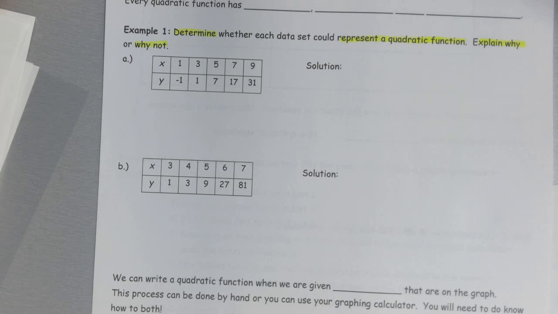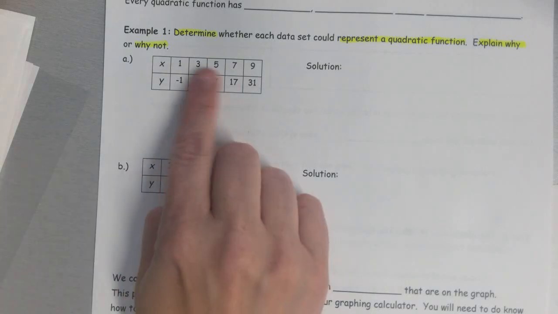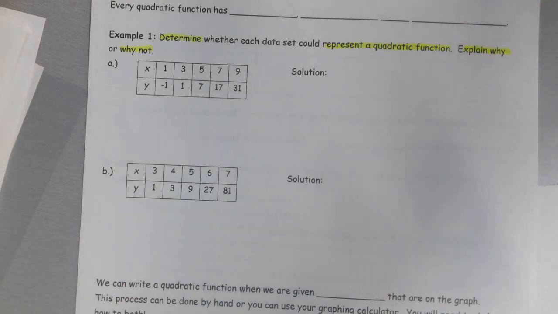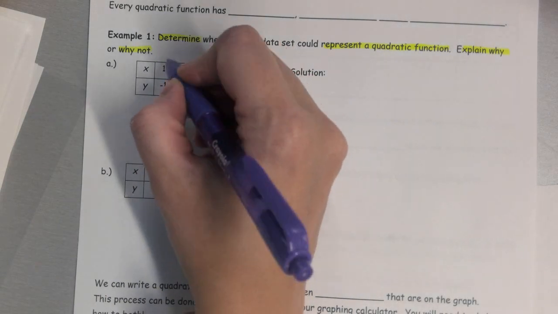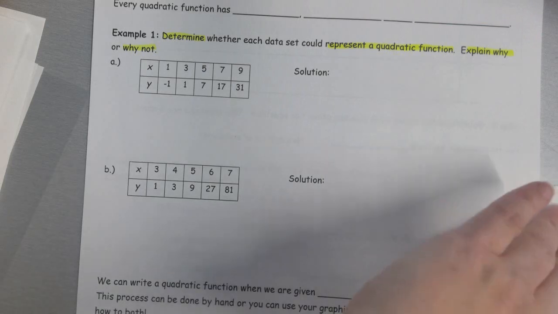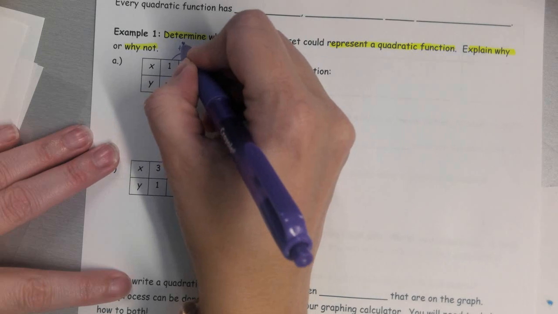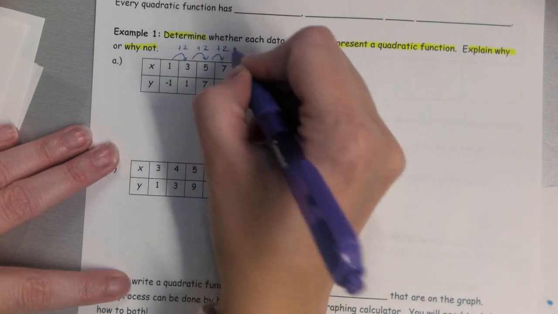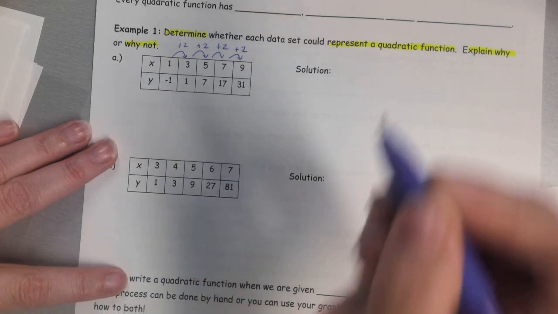Okay, so when you are finding the differences here, you also have to make sure that the x values are equally spaced, and that's usually what I do first. So if they're equally spaced, it's going to be the same number between each one. So like to go from 1 to 3, I would add 2, right? So this would be plus 2. To go from 3 to 5, I would add 2. To go from 5 to 7, I would add 2. To go from 7 to 9, I would add 2.